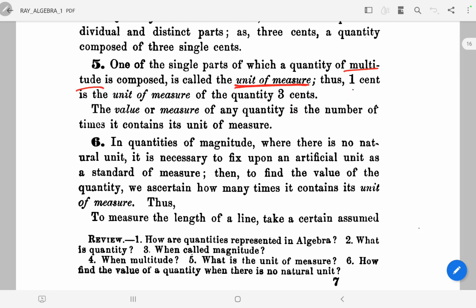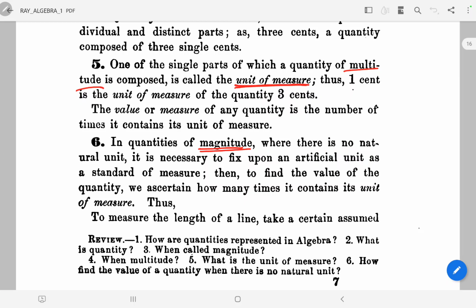In Article 6, we learn how to measure a magnitude, and this is a little more complicated. In quantities of magnitude, notice it says, where there is no natural unit. What that means is, in a multitude, the natural unit is the individual thing that is collected together in the multitude. In a magnitude, there's only one thing. A magnitude is an undivided form, or a whole body. So in a magnitude, there is no natural unit.